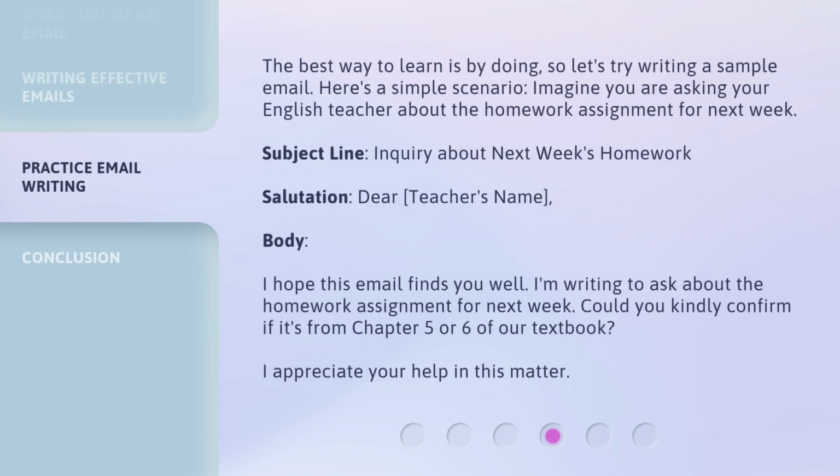The best way to learn is by doing. So let's try writing a sample email. Here's a simple scenario. Imagine you are asking your English teacher about the homework assignment for next week. Subject line: Inquiry about next week's homework. Salutation: Dear, teacher's name. Body.